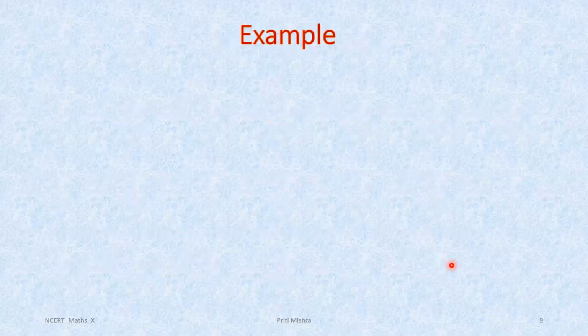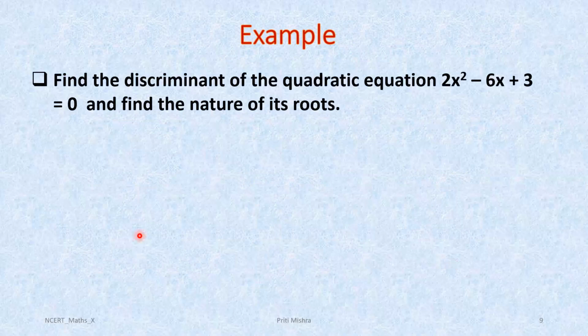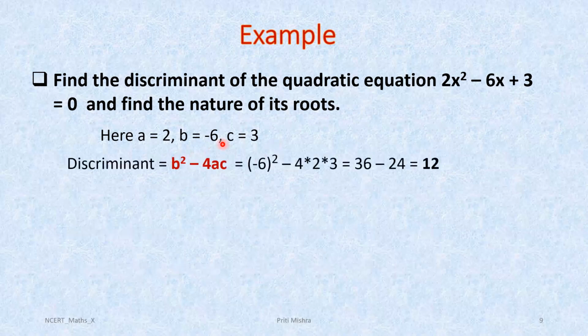Now let's have some examples. So here we have a question: find the discriminant of the quadratic equation 2x square minus 6x plus 3 equals 0, and find the nature of its roots. So here, by comparing the given equation with the general equation ax square plus bx plus c equals 0, we have a equals 2, b equals minus 6, and c equals 3. Now let's calculate the value of the discriminant b square minus 4ac.